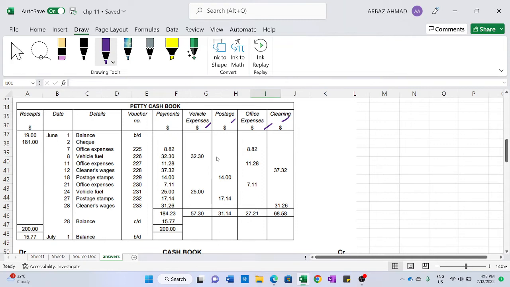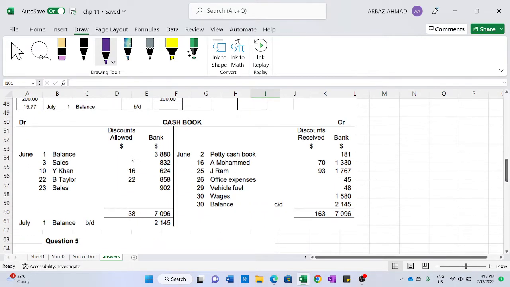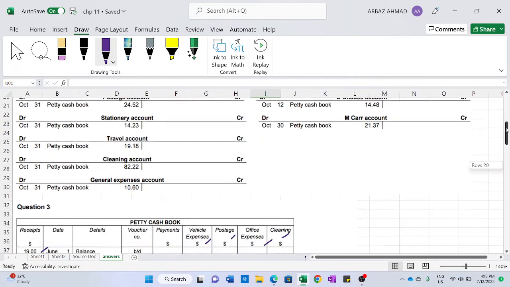And then the question starts with June 1st, and we have petty cash in hand of $19, and then it says cash book is 3880. So our cash book is going to have this balance here.